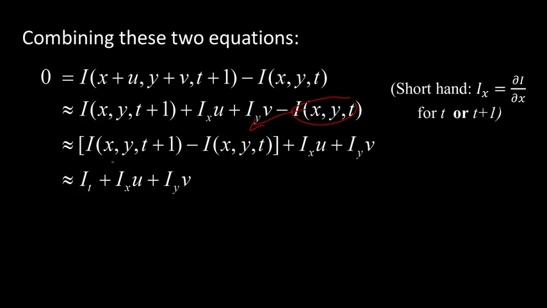And then in the next line, what I did was, this is I sub t. I sub t is this difference between I of x, y at t plus 1 minus I of x, y at t. Well, what is I sub t? If I sub x is the derivative of I in the x direction, and I sub y is the derivative of I in the y direction, I sub t is the derivative of I in the time direction. It's what's called the temporal derivative.